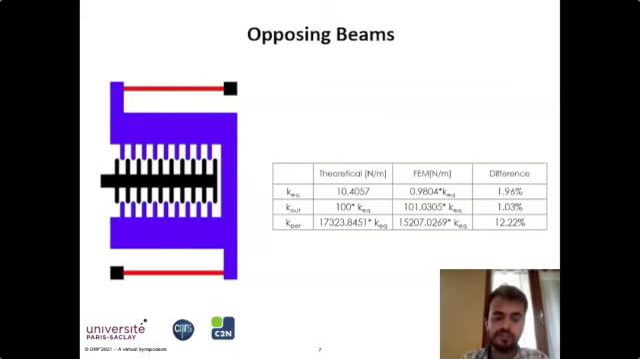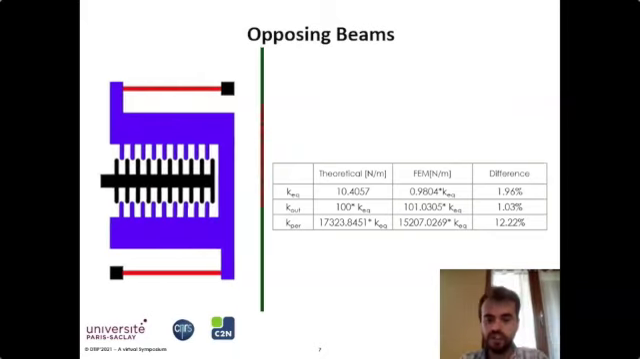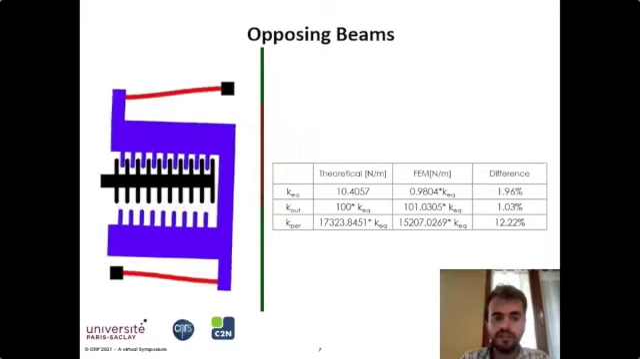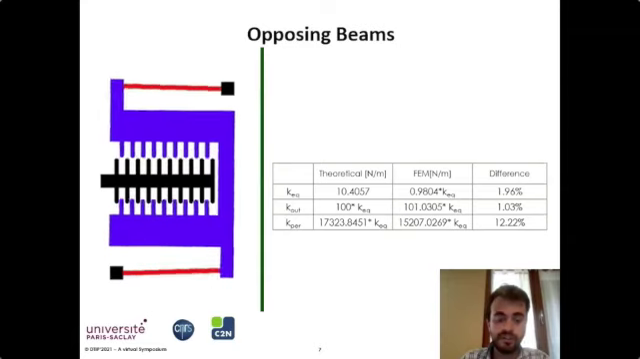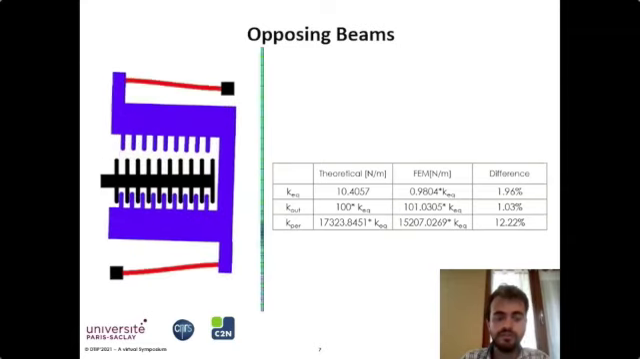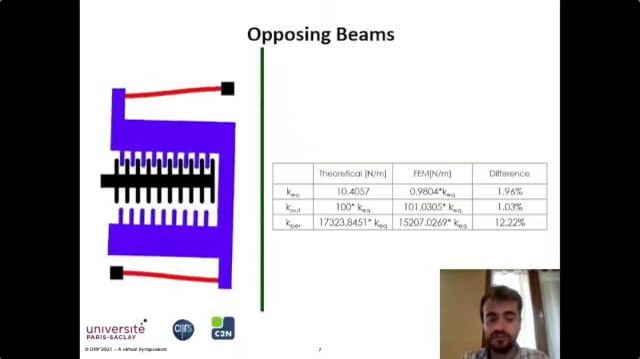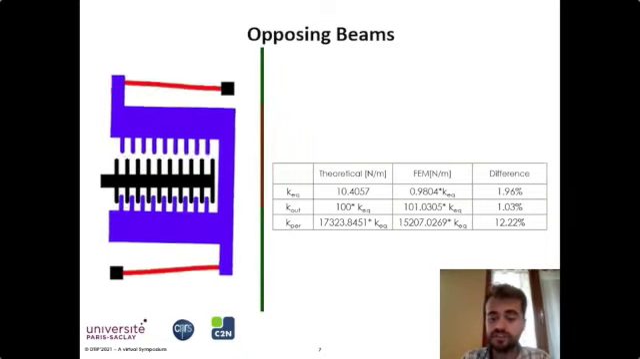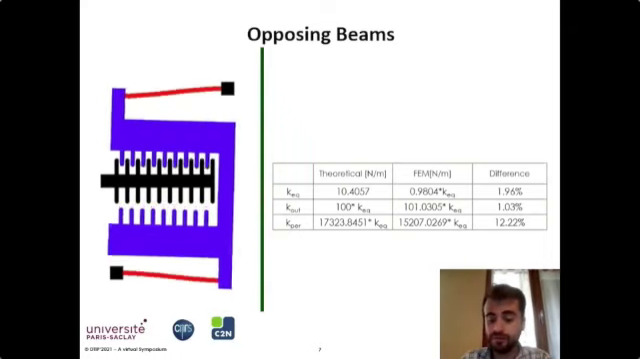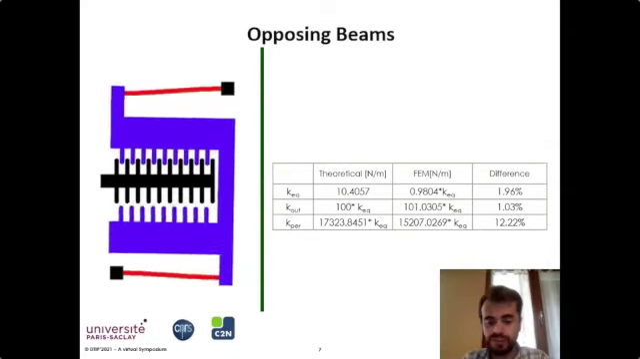The problem with this geometry is that if you see its dynamics, if you remember in the last slide, I mentioned that there's a parabolic trajectory that the beam's end follows, and this parabolic trajectory induces a rotation in the device. As you see here, this can make the combs come into contact, and so we don't want this in our device.